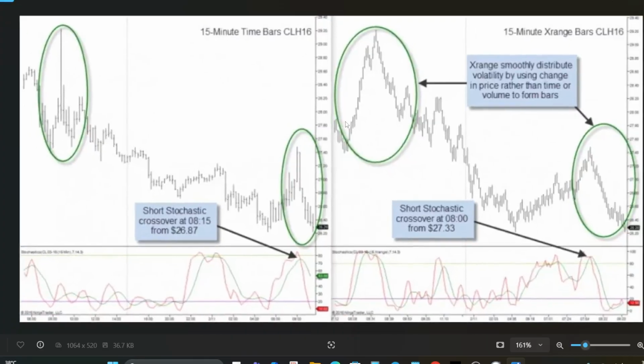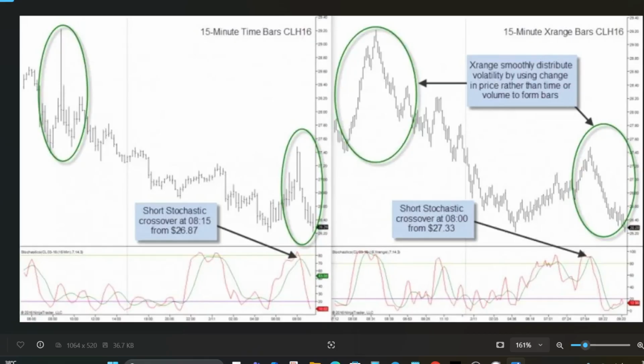Now, I know many of you are familiar with traditional bar charts. But in this video, we want to explore why the Kase bar chart can be a game changer for your trading strategy. By the end of this video, you'll know exactly how to use this tool to enhance your analysis and make smarter trading decisions. So let us get started.